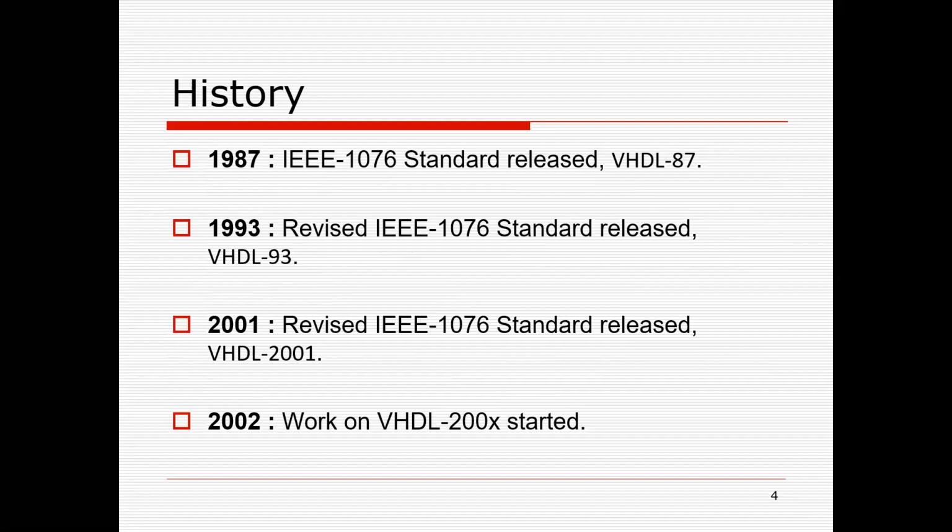In 1987, the IEEE adopted it as a standard and released it, which was called VHDL 87, because it was done in 87. And then this standard was revised in 1993.